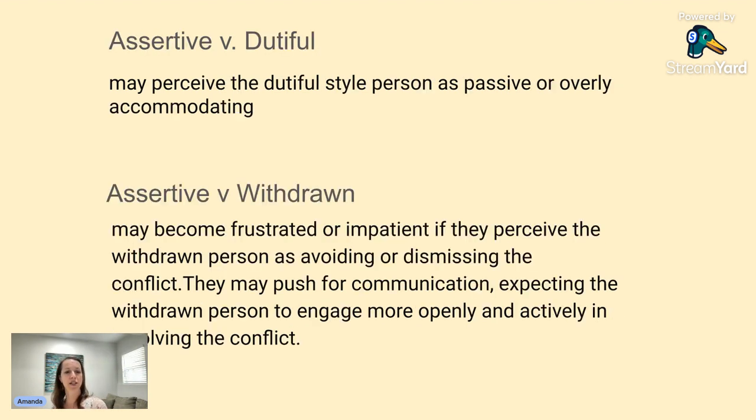If you're an assertive person in a conflict with a dutiful person, you may perceive the dutiful style person as passive or overly accommodating. And if you're an assertive person in a conflict with a withdrawn person, you may become frustrated or impatient if you perceive the withdrawn person as avoiding or dismissing the conflict. They may push for communication, expecting the withdrawn person to engage more openly and actively and to resolve the conflict.